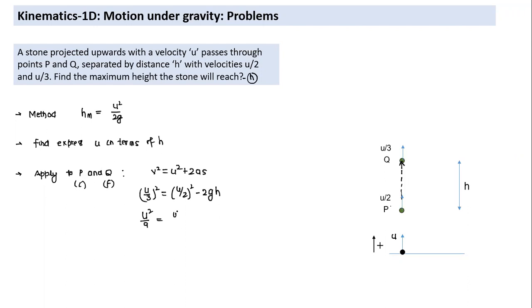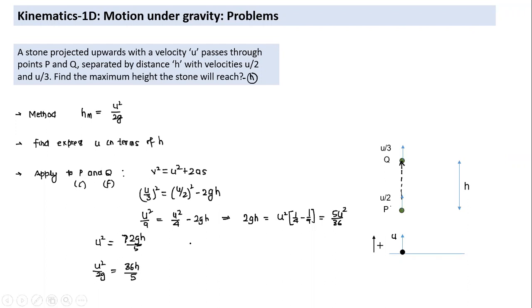U square by 9 is equal to u square by 4 minus 2gh. So if I take this to the other side, 2gh becomes equal to u square into 1 by 4 minus 1 by 9, which is equal to 5u square by 36. So what is u square equal to? 72 gh by 5. For u square by 2g, I divide by 2g, it becomes 36 h by 5. That's the answer. That's the maximum height: 36 h by 5.